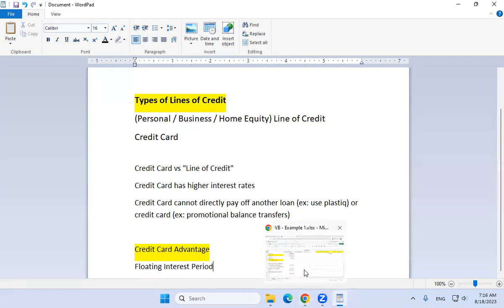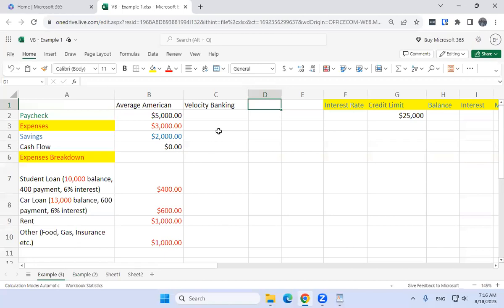All right, so now let's go back here. We're just going to do an example of velocity banking. If you're unfamiliar with velocity banking, I recommend that you click the link below and go to Velocity Banking 101 to start off with a simple example of how to engage in it. But it's really relatively easy. There are 2 steps.